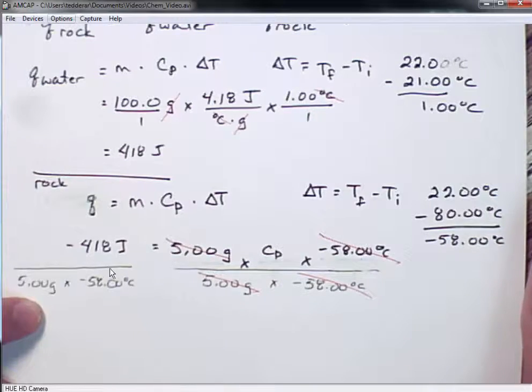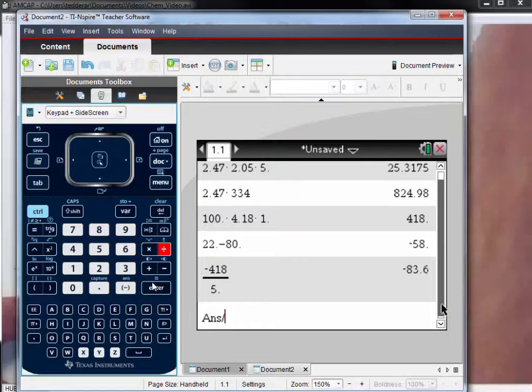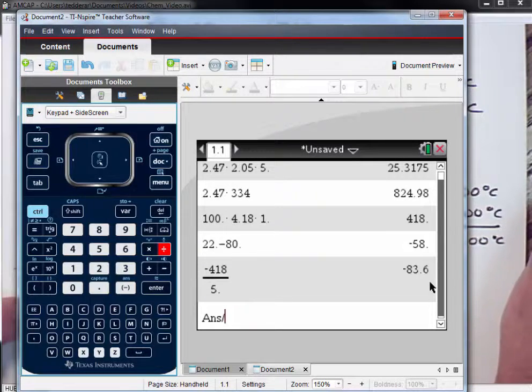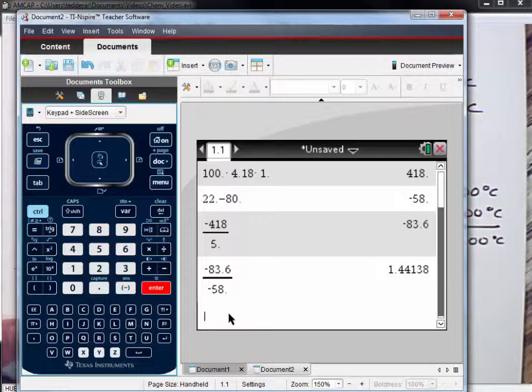Then I want to divide by the second number on the bottom, the negative 58.00. If I hit my divide key, it automatically says I'm going to take that last answer up here and divide by something. Most calculators do that. It's a little fast way of getting it done. So all I have to do is put in that second number, that negative 58.00. And there's the answer we're seeking. Okay? 1.44138.